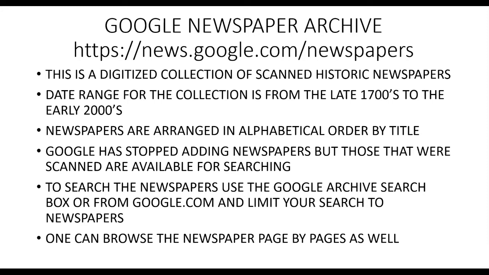These newspapers are arranged in alphabetical order by the title. Sadly, Google has stopped adding newspapers, but those that are scanned are available for searching. To search the newspapers, use the Google Archive search box, or you can search from google.com and limit your search to only newspapers. And of course, you can browse an individual newspaper page by page as well.